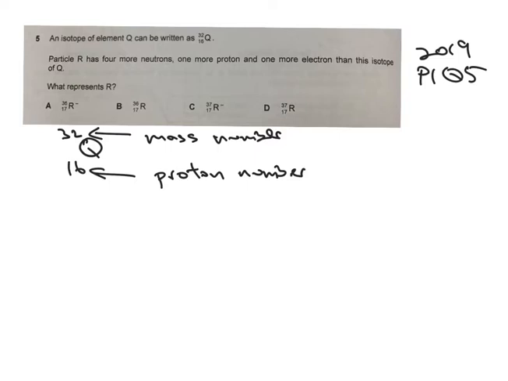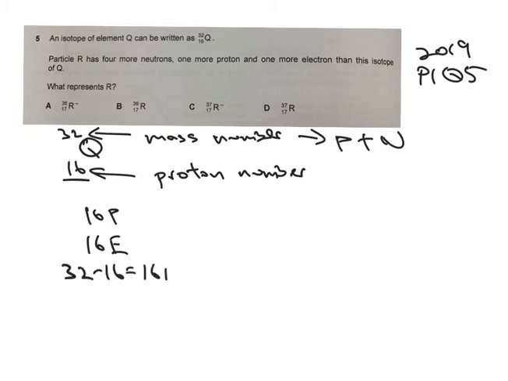So what can we deduce from the mass number and proton number of element Q? We can determine that there will be 16 protons, alright, as stated here. And because there are 16 protons, it will also mean that it has 16 electrons. And mass number is actually the total number of protons plus neutrons. So how many neutrons do we have here? It will be 32 minus 16. We will also have 16 neutrons, alright?